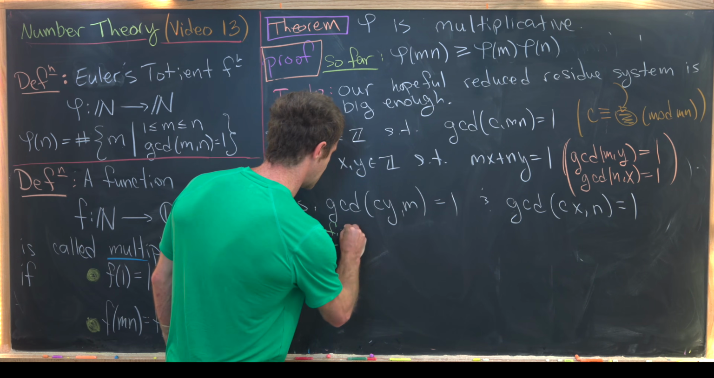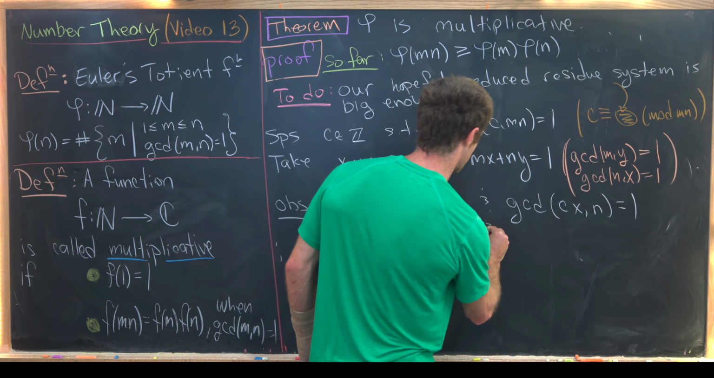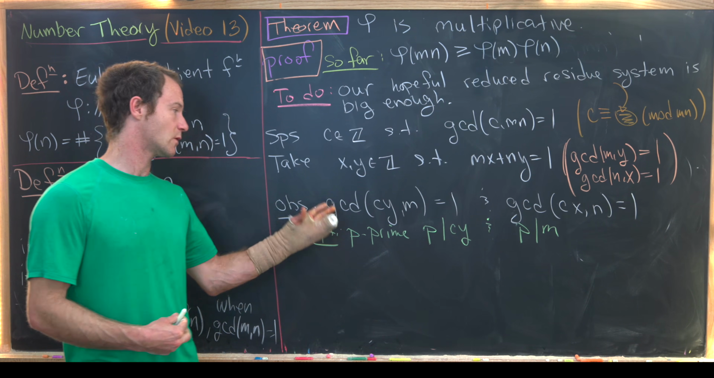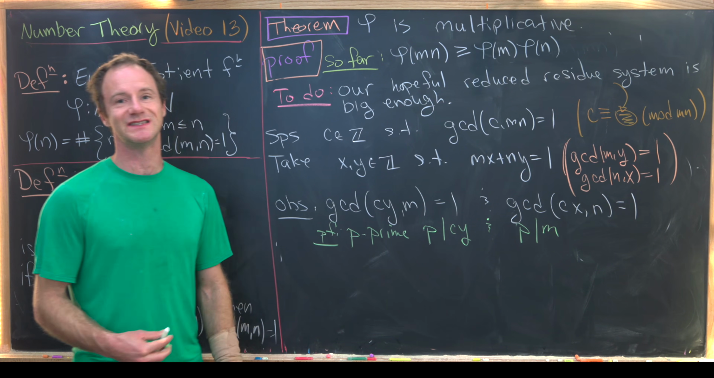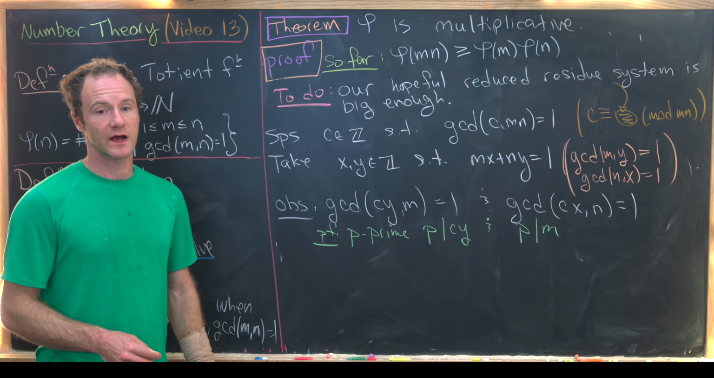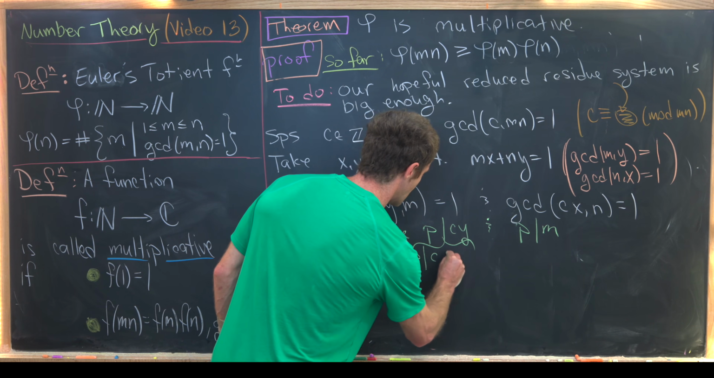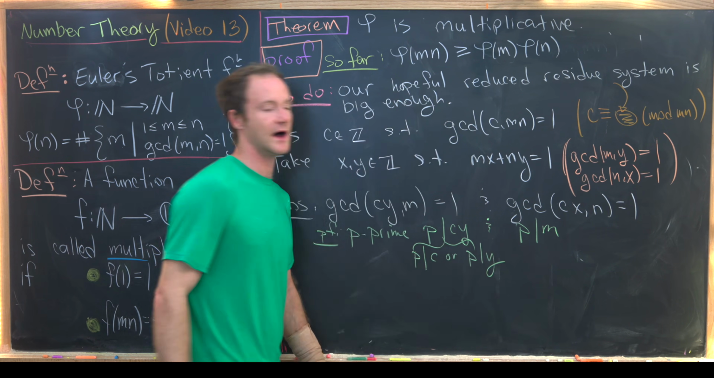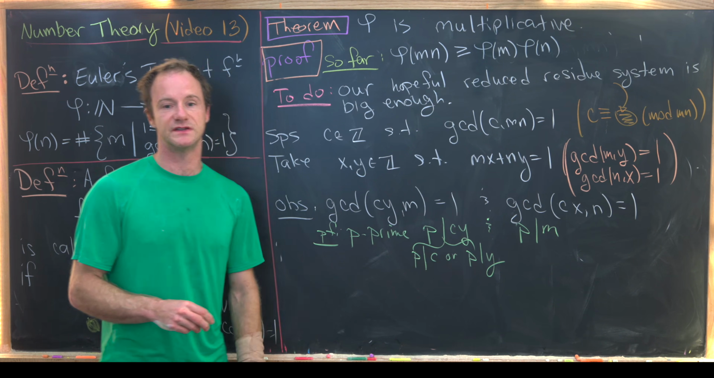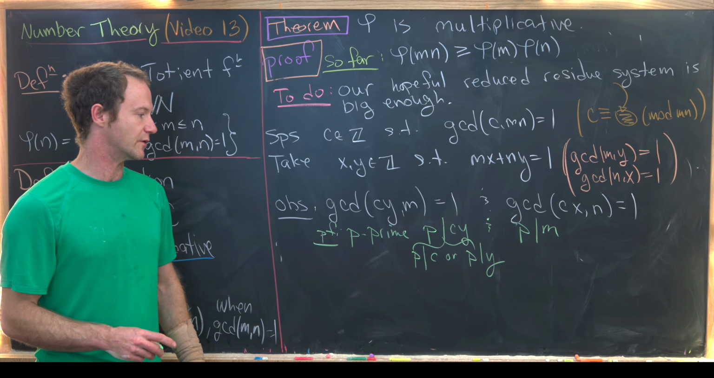So let's suppose P is some prime and P divides CY and P divides M. In essence, what we're doing here is starting by assuming that the GCD is not 1 and searching for a contradiction. So from here, we can say that P divides C or P divides Y. That's just a standard fact about prime numbers and when prime numbers divide products. Okay, so now let's see how we can work off of both of these.